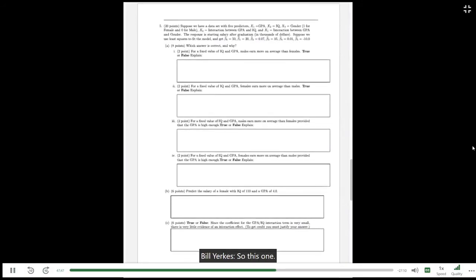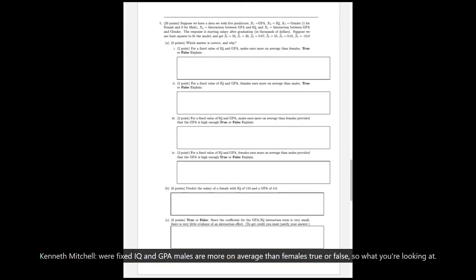So this one, the lines or the slopes where the male and female intersect. How would you answer that first question there? For fixed value IQ and GPA, males earn more on average than females, true or false?